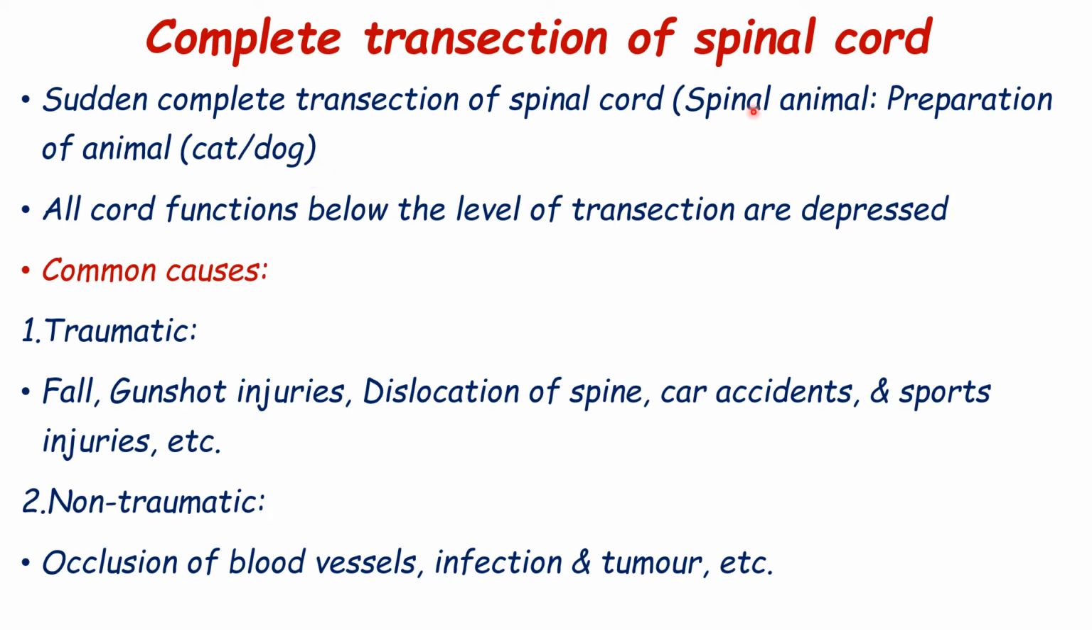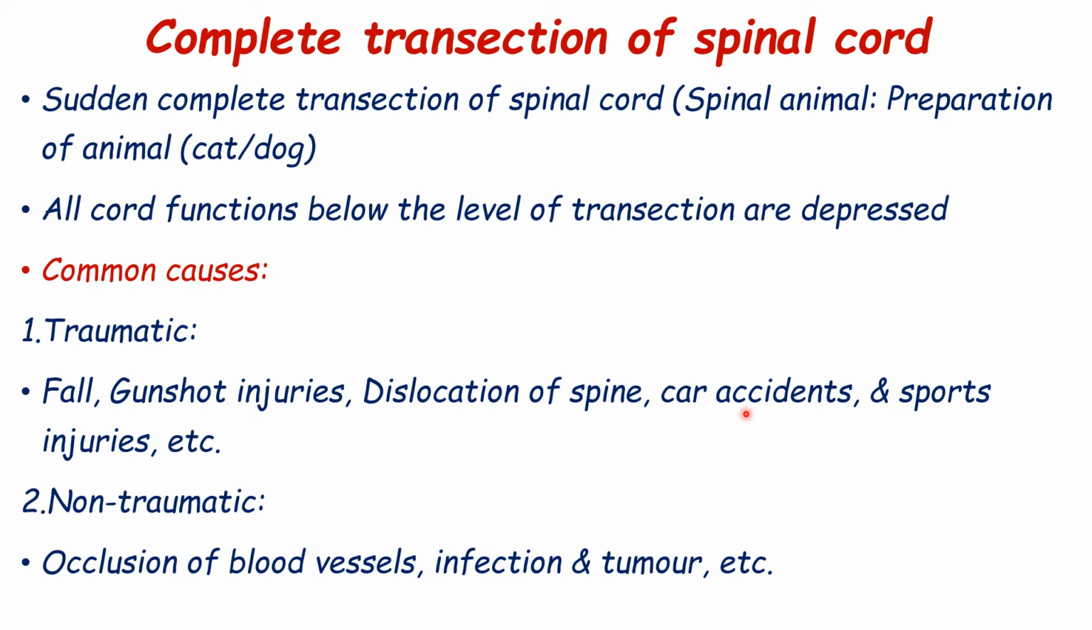So this was about the spinal animal, but I'm talking about an injury in a human being, where there is complete transection of the spinal cord. Here what will happen, all cord functions below the level of transection will be depressed. What are the common causes? It can be due to trauma like the person falls, he slips down, or there can be gunshot injuries, blast injuries. Dislocation of spine can occur, and the vertebral column can injure the spinal cord. The person can land up in car accidents, or there can be sport injuries, etc.